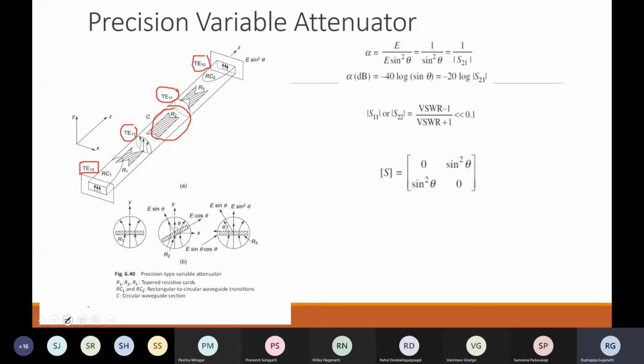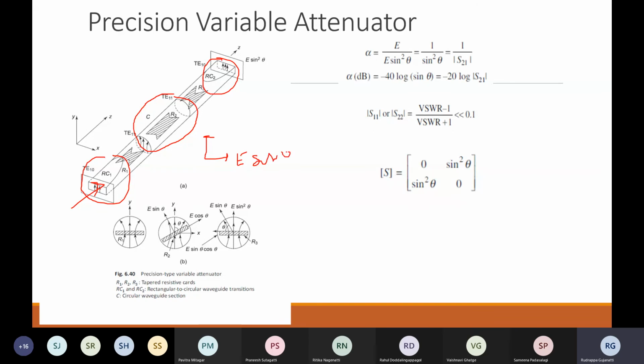Now, how is the attenuation introduced? It is introduced with the help of this resistive element which is present within this circular waveguide, between these two transitions RC1 and RC2. So now what happens is the electric field which is given as input at one end will have two components. One is E sin theta and the other one will be E cos theta. So these are two components which will be present.